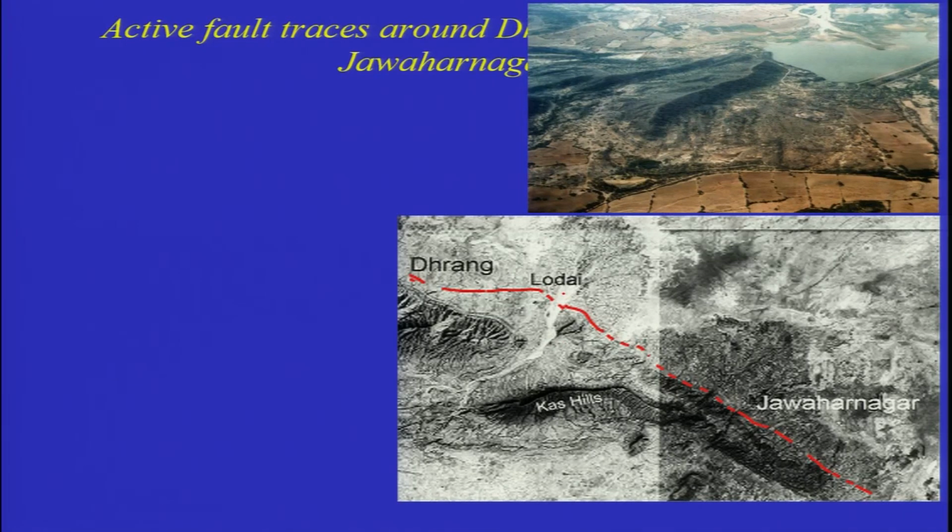The photograph seen here is an oblique aerial photograph, and it was taken from here. Our flight was moving in this direction, and what you see is this ridge, and then another one here. You don't see the dam here because this photograph was taken before the construction of the dam.